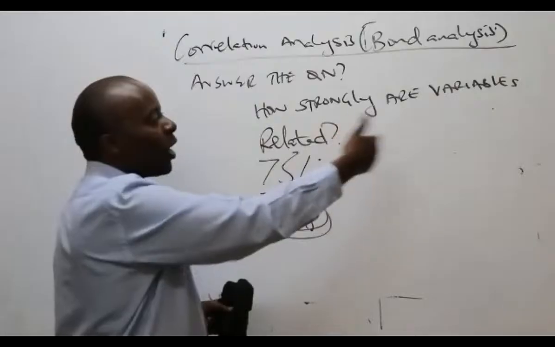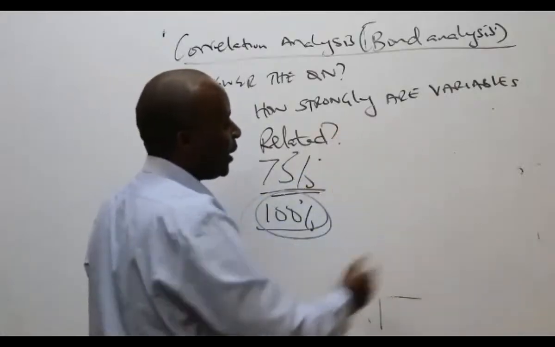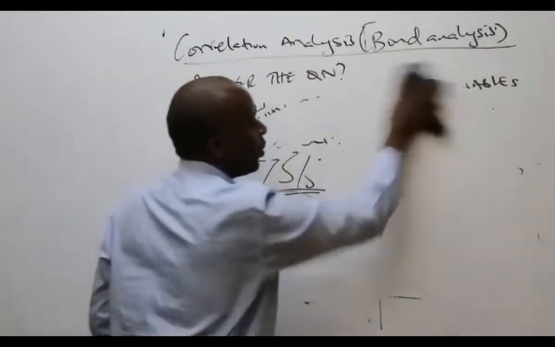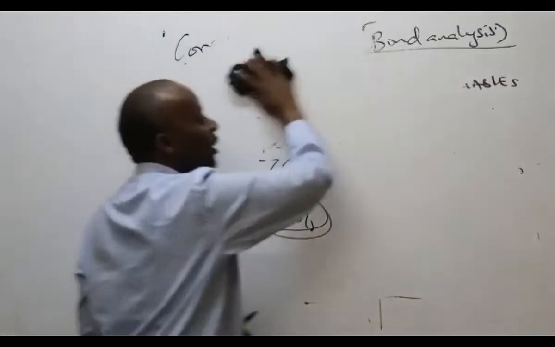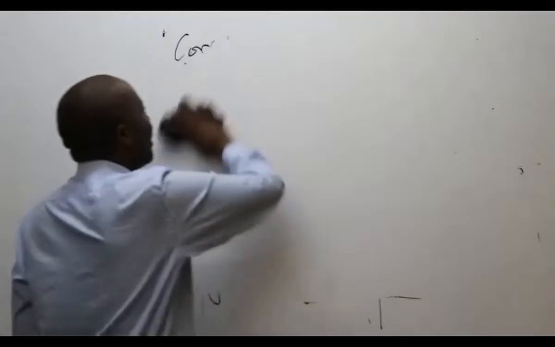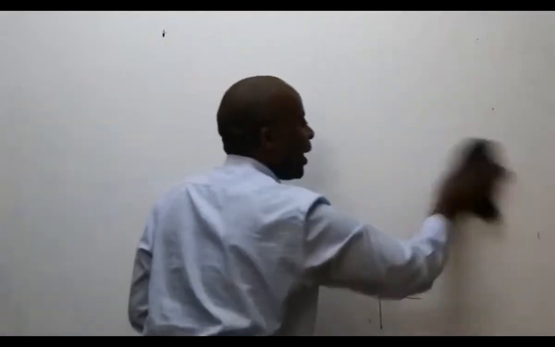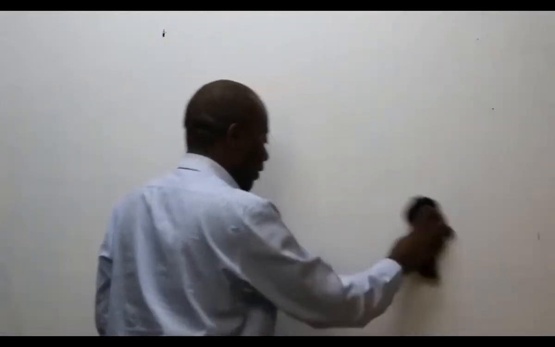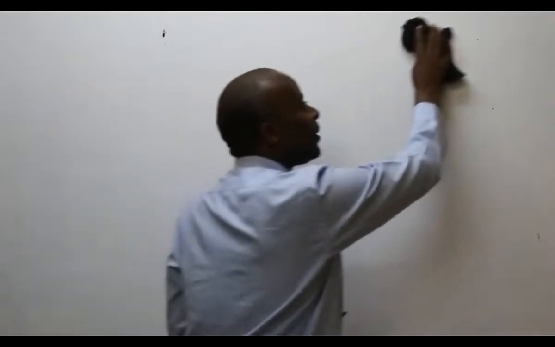So how strongly are the variables related? How strongly the variables are related is what we shall be looking at. And in the bond analysis, there are those of you whose relationships will be at 0. Others will be opposite. Opposite, like a woman says, husband, let's buy a farm.